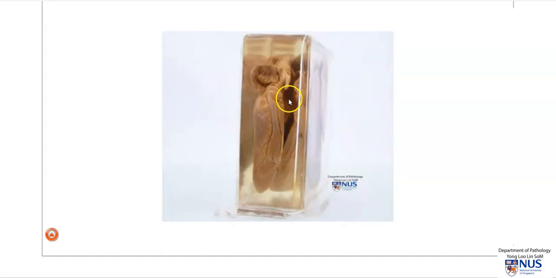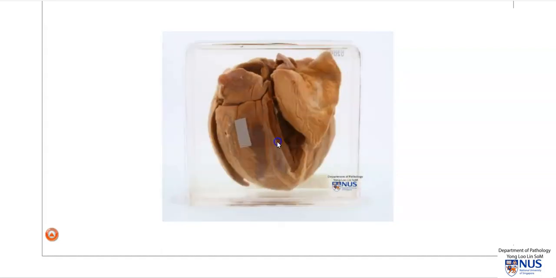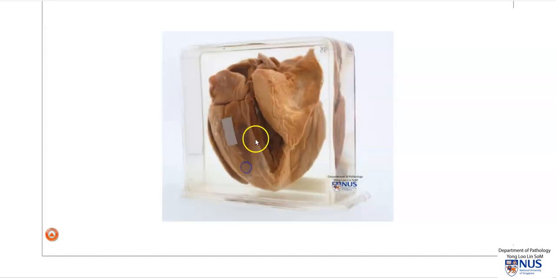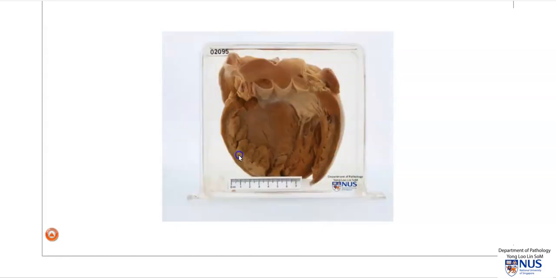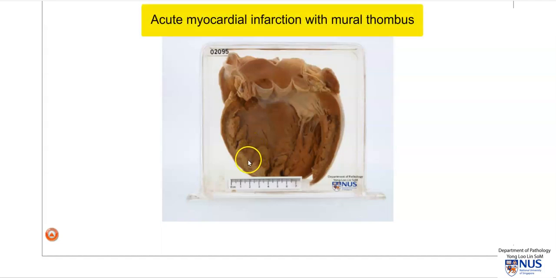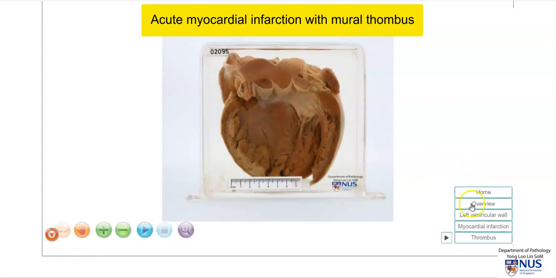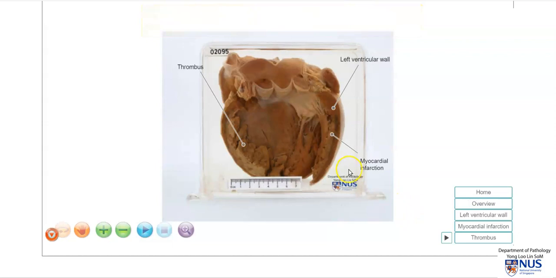Posteriorly, we have part of the left atrium and we have the right ventricle, and you can see the wall is much thinner than the left ventricle. This left ventricle is very abnormal, and this is an example of acute myocardial infarction with mural thrombus formation. Let's have a quick look at the labels.